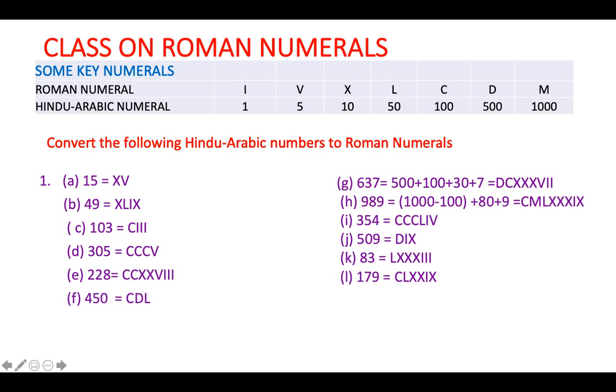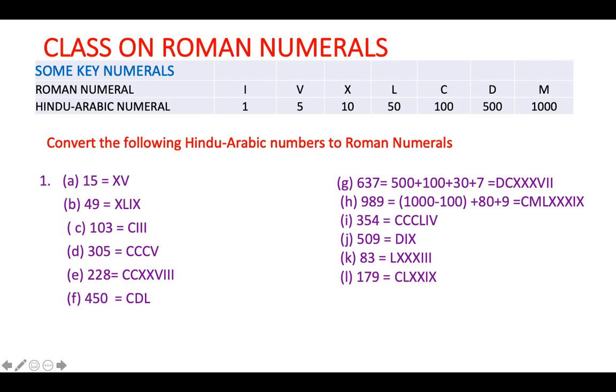Now the number is 83. I have to write 83. So how will I write 83? I cannot repeat any number more than 3 times. Here we know how to write 50, we know how to write 10. So if I write 50, then 10 makes 60, then 10 makes 70, then 10 makes 80. That means capital L, capital X, capital X, capital X. That is 80, and then 3, that means III. That is 83.